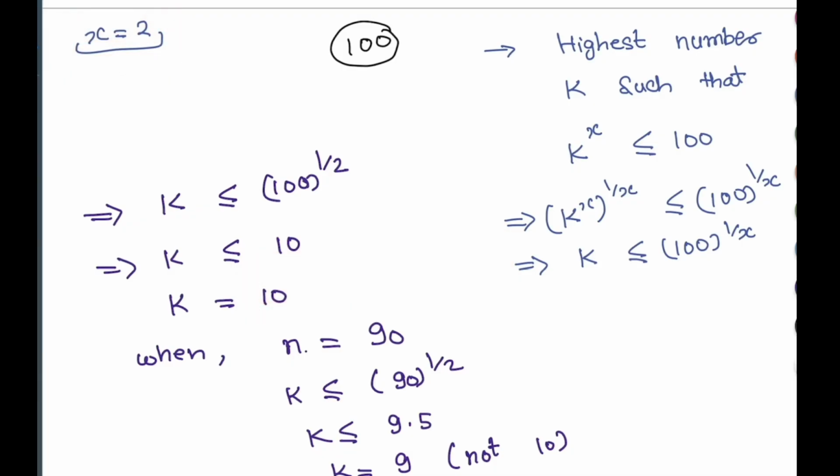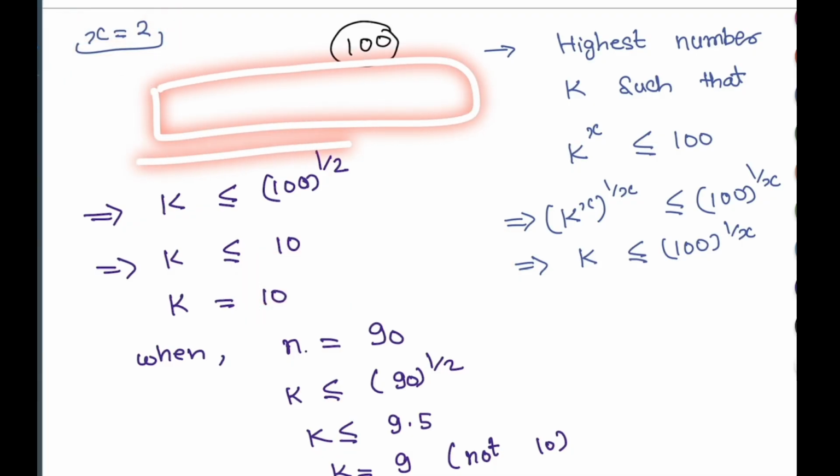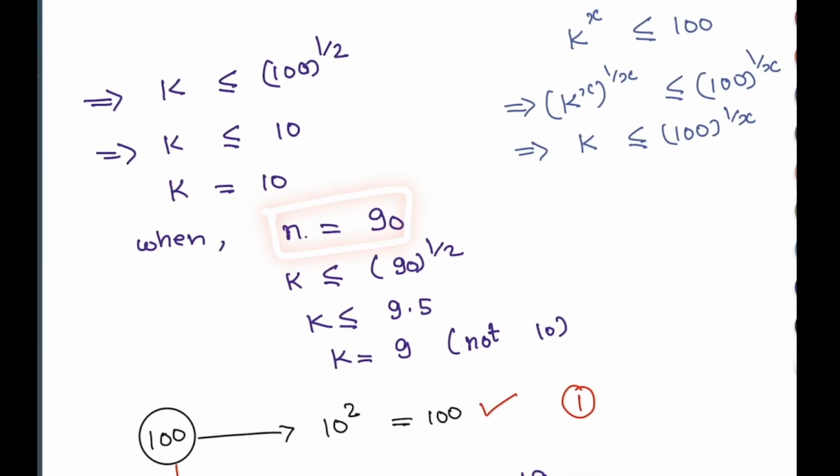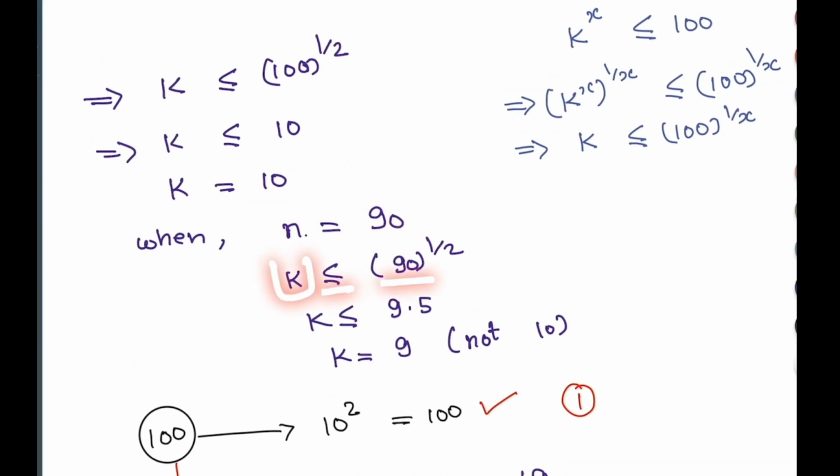So from here what I can understand is that I have to create a formula in which my numbers will never be more than 10. If I have a number more than 10, then that number raised to the power of x will be more than 100 itself. So I know my upper limit now. What if the value of n is equal to 90? In this case, you will have k less than or equal to 90 to the power 1 by 2.